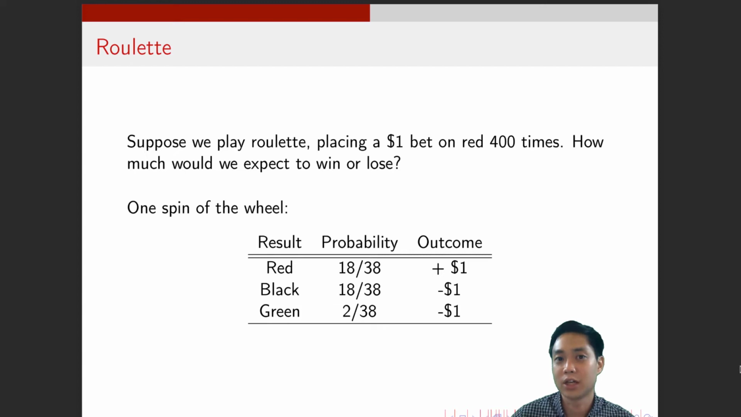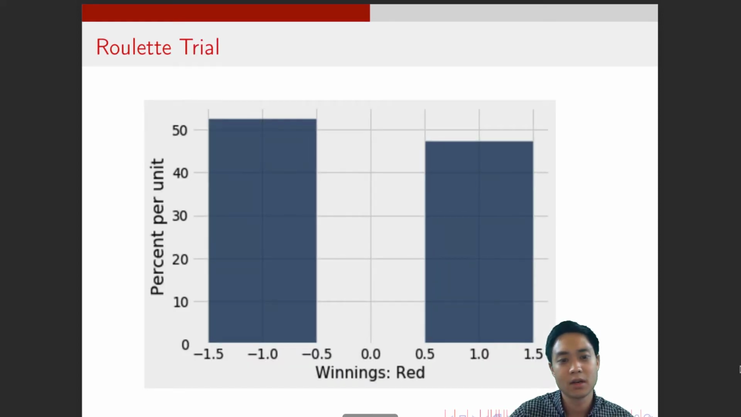This table shows what the possibilities are. A roulette trial can be thought of using this visualization, with the probability of winning slightly below 50% because there are 18 red spaces and 20 non-red spaces. And then you have a slightly higher than 50% chance of losing. So this is what an individual trial probability might look like.